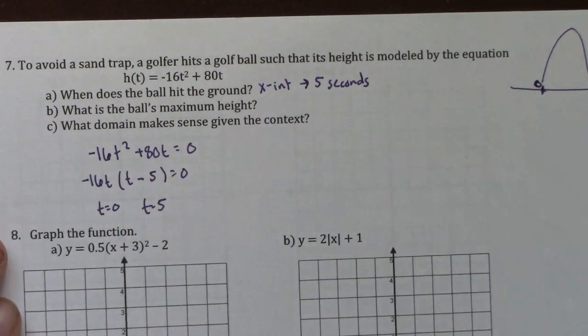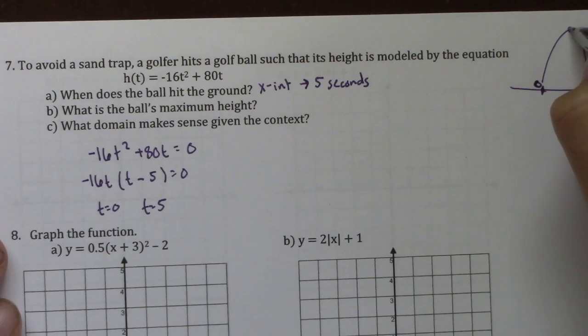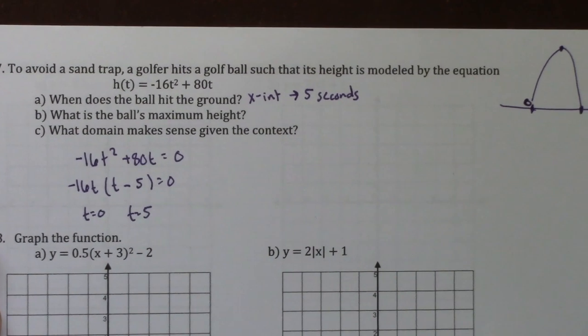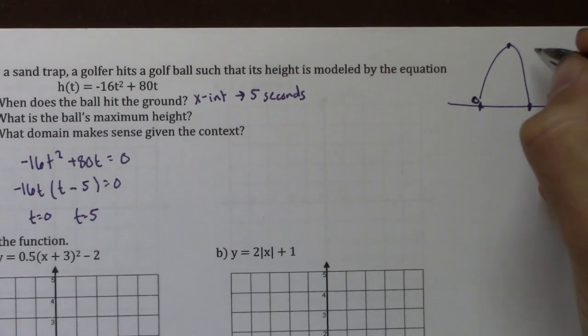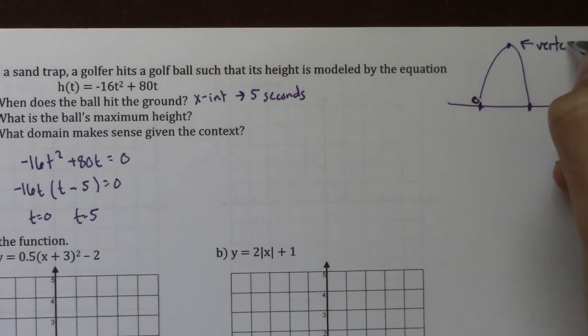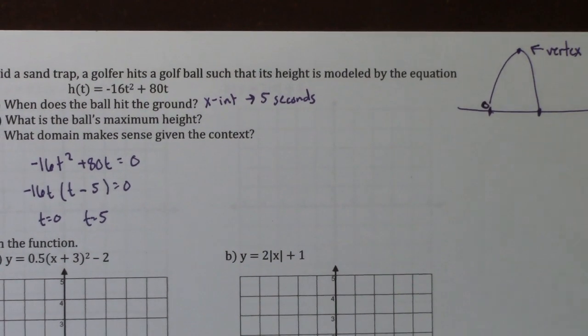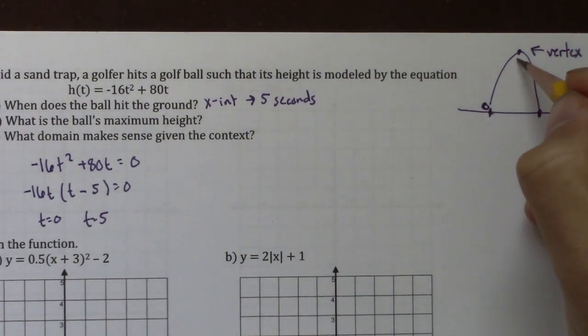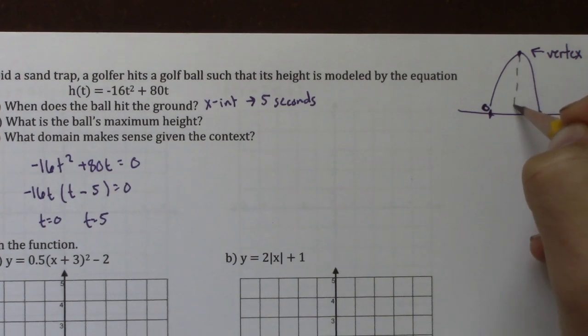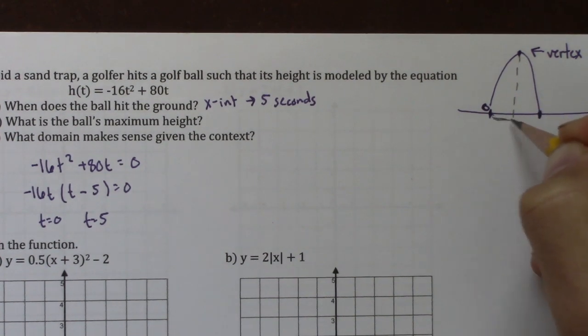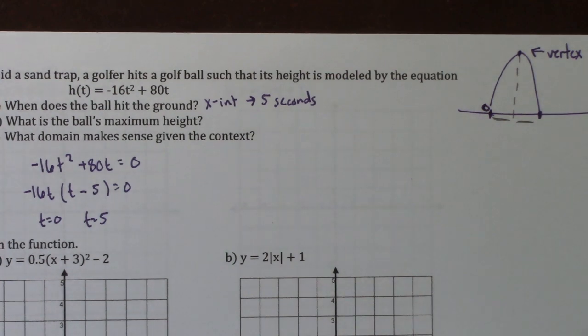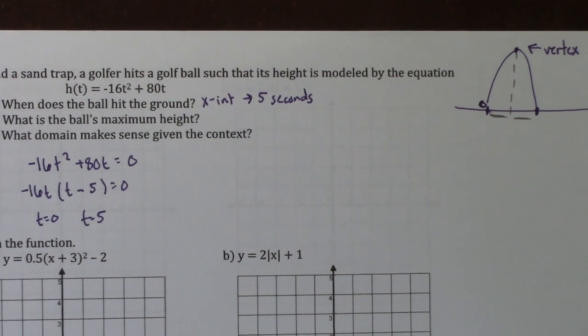We are then asked to find the maximum height. Think about maximum height for a second and realize that that is a fancy way of saying find the vertex. And here's a trick for finding that vertex. I want you to remember that the vertex must be halfway between my x-intercepts because my parabola is symmetrical.